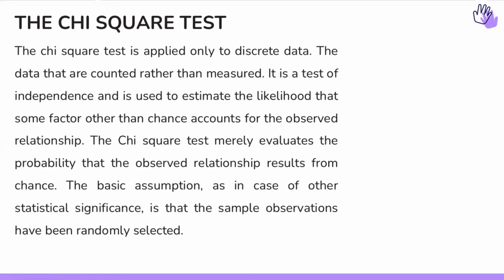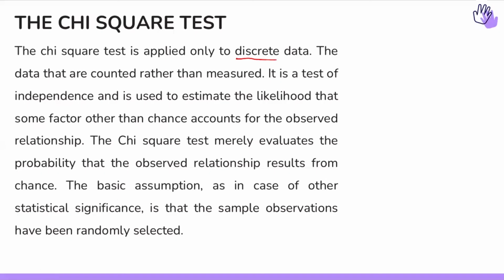First of all, the chi-square test is applied only to discrete data, that is, data that are counted rather than measured. It is a test of independence and is used to estimate the likelihood that some factor other than chance accounts for the observed relationship. The chi-square test merely evaluates the probability that the observed relationship results from chance. The basic assumption, as in the case of other statistical significance tests, is that the sample observations have been randomly selected.